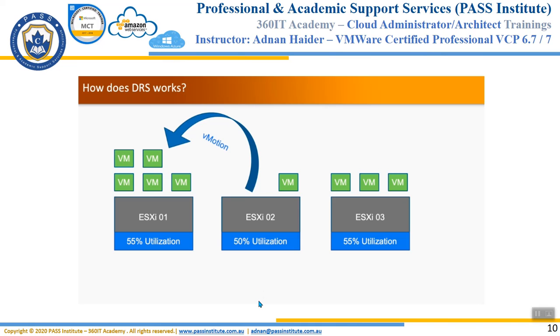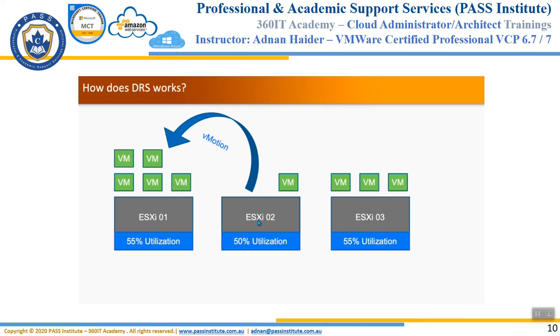Power management can also do the reverse: if the CPU is used more than 90% or RAM is used more than 90%, and the host is highly utilized, then it will start this ESXi host as well.